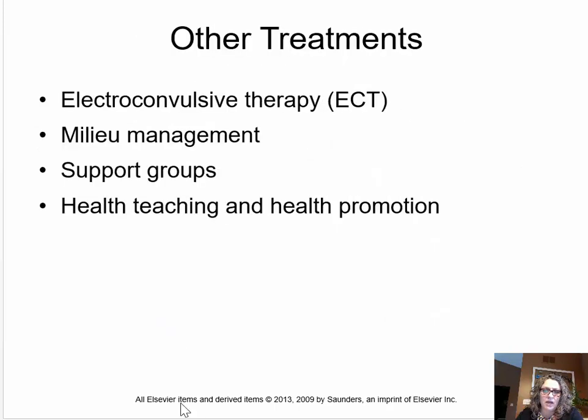restraints. Other treatments that may help with bipolar disorder: electroconvulsive therapy, milieu management that we talked about, support groups, and then health teaching and health promotion.